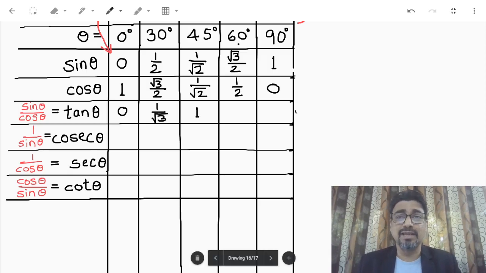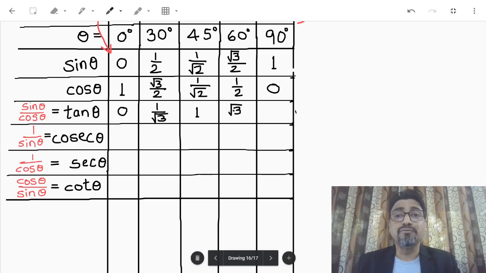Next, for 60 degree, sine upon cos, that's root 3 upon 2 upon 1 upon 2. You see the denominators are same, gets cancelled. We will be left with root 3 upon 1. Do we write upon 1? We just write the numerator in this case. So it will be just root 3. You can surely write root 3 upon 1. That is not incorrect. That is absolutely okay. But we generally don't write the denominator 1.